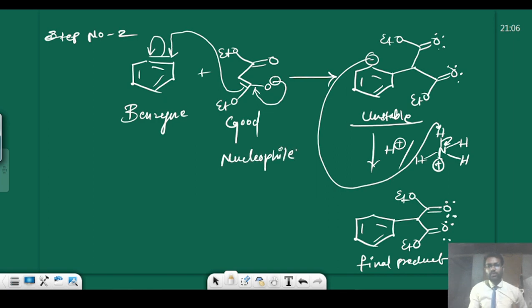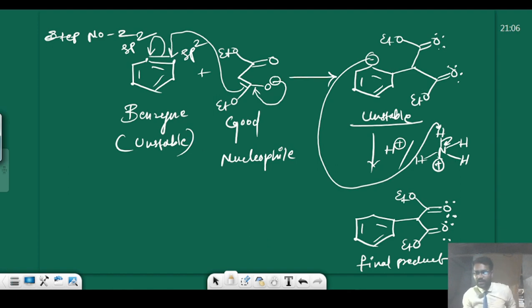This is our good nucleophile, and this is our unstable benzyne intermediate. Still, these two carbons are sp2 in nature, and this carbon is also sp2 in nature. This is not at all sp. This is sp2 in nature. This is a weak interaction between these two sp2 centers. Are you understanding my point? So this is our mechanism of this particular reaction. Let us discuss a further example.